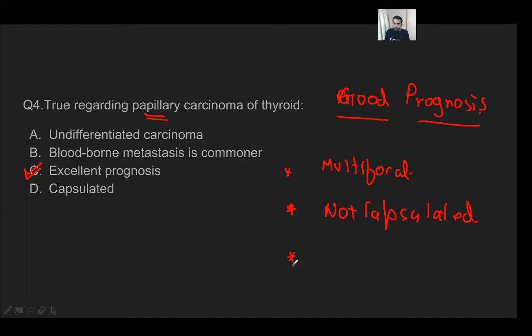It should not have any lymphatic metastasis. But papillary carcinoma of thyroid is the one which has an early lymphatic metastasis, early lymph node mets. But despite all these things, it is the kind of thyroid malignancy which has the best, the excellent prognosis. Please understand this.